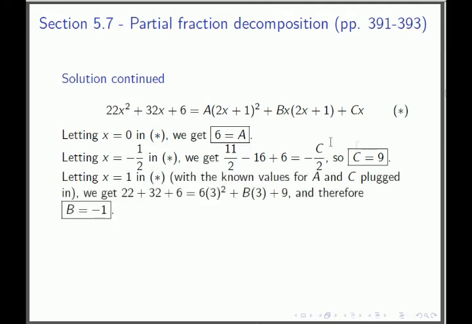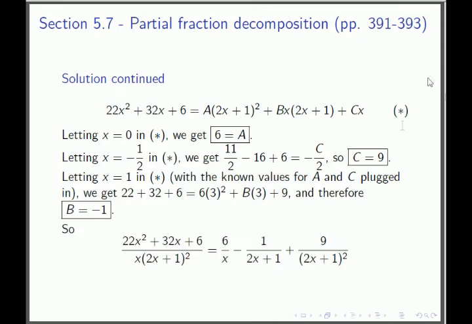Okay, lastly, I need to find out what b is, and the way I'm going to do this is by plugging in these two known values for a and c, and also just some other random value of x that I haven't already used. How about 1? So I'm going to plug in x equals 1, a equals 6, and c equals 9 into this equation up here. So I get 22 plus 32 plus 6 on the left, and then a is 6 times, plugging in 1 for x, I get 3 squared, and then 3b plus 9, and I can solve that for b. It's equal to negative 1.